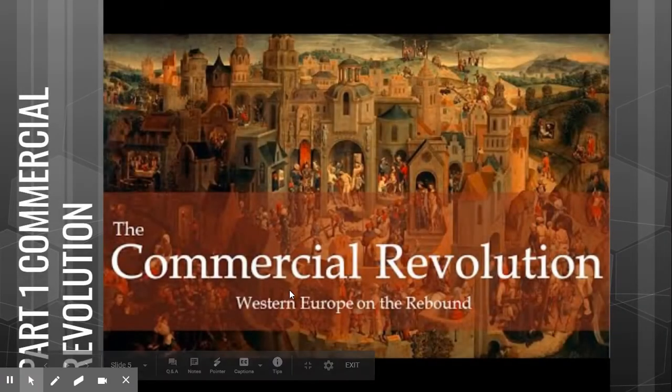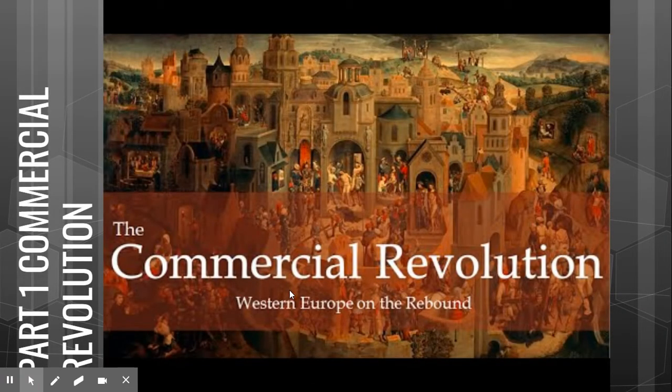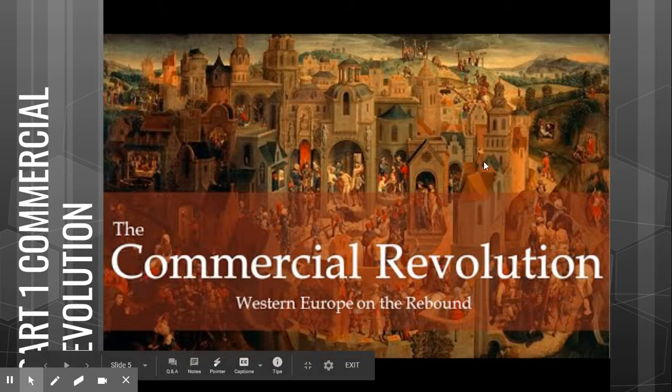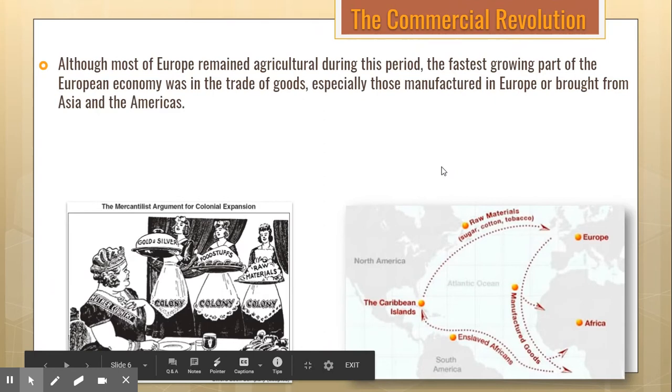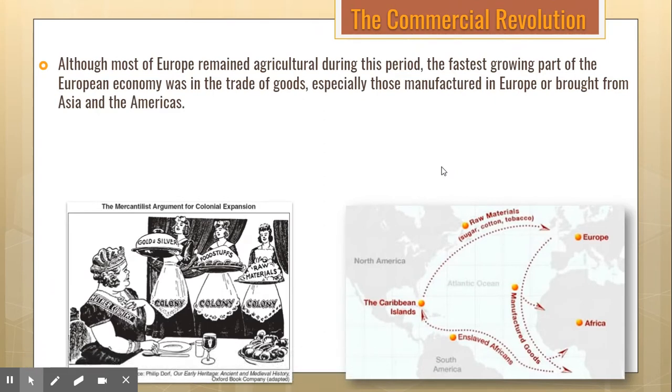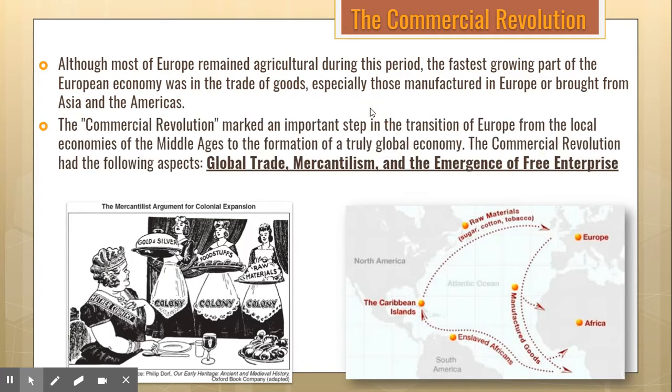So the commercial revolution. All right, so really commercial, just think of buying and selling things. And this is going to be a buying and selling revolution that happens in Europe for the first time. So although most of Europe remained agricultural during this period, in other words, they were still mainly farmers, the fastest growing part of European economy was in trade of goods, especially those manufactured in Europe and then brought to Asia and the Americas. So they took raw material from the Americas and from Asia, brought it to Europe, turned it into finished products, which is more expensive, and then shipped it back out to the rest of the world.